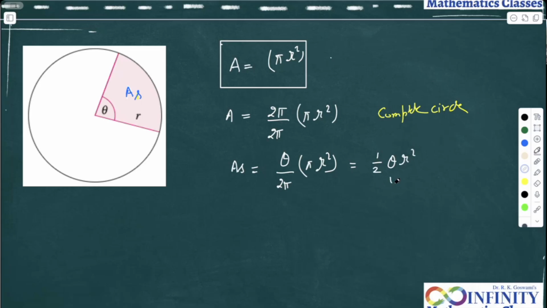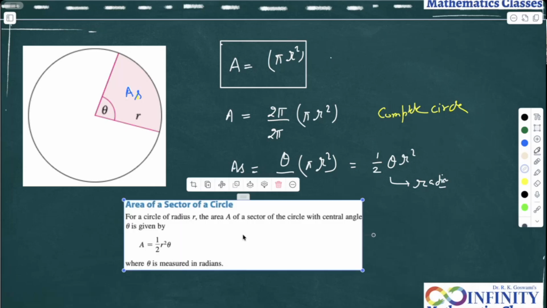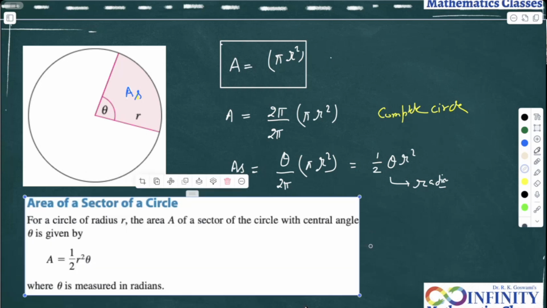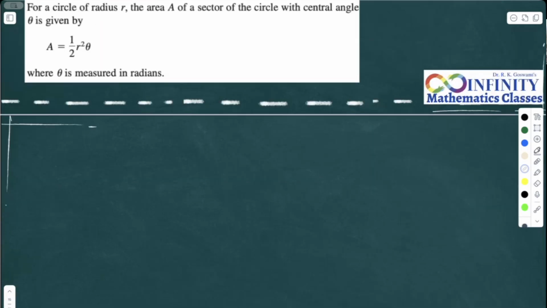Remember, this theta should be in radian, and that is all. This is the formula for the area of the sector. Remember, angle should always be in radian. Whenever we talk about radian, length, there's a question associated with it.